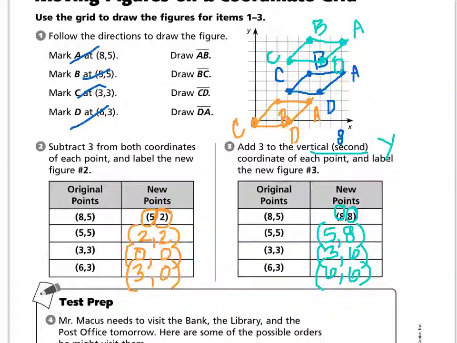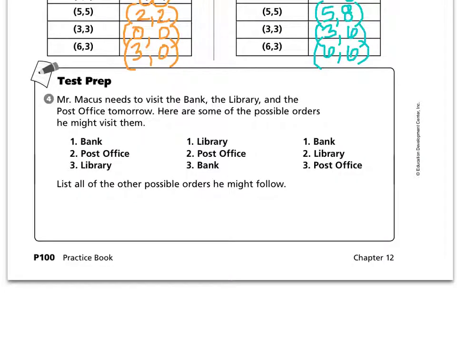upward. Mr. Marcus needs to visit the bank, the library, and the post office tomorrow. Here are some of the possible orders he might visit them in. List all the other possible orders he might follow.